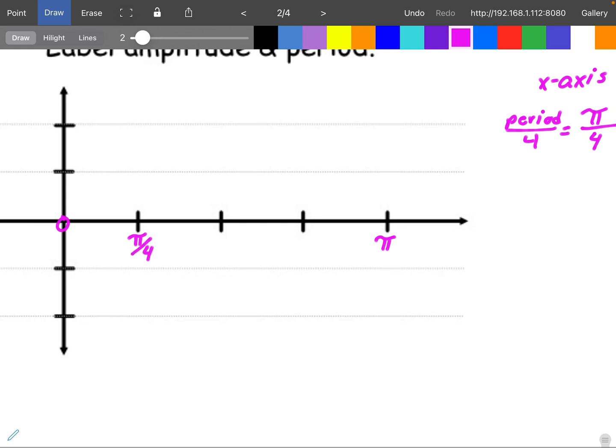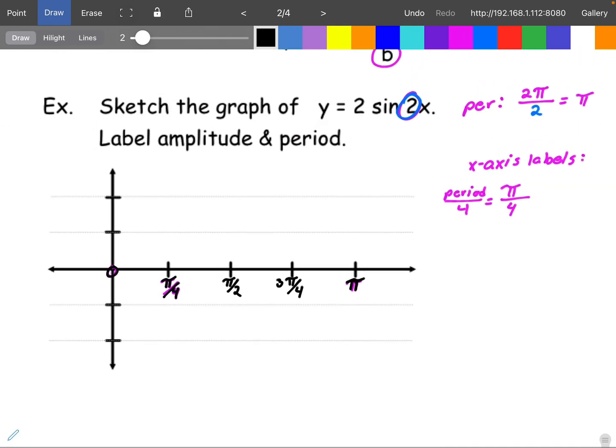Then, actually, let me change this to black so my graph stands out a little better. Okay, so then, if that first one is pi over 4, the second one should be 2 pi over 4, which is pi over 2. Always simplify. Then the next one would be 3 pi over 4, which does not simplify. And then the last one would be 4 pi over 4, which, sure enough, is the pi that we said we should end at.